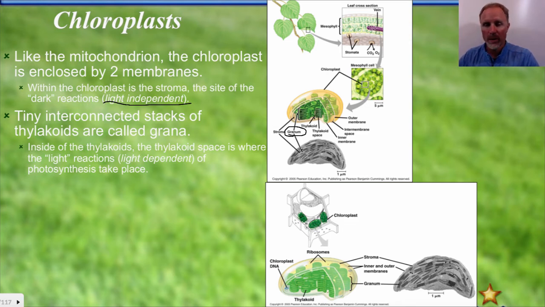So this is where the light is going to be absorbed. Of course, they're green here. You can see they have chloroplasts in them as well. So the light is going to get absorbed here, and then we'll talk more about these light-dependent reactions coming up.